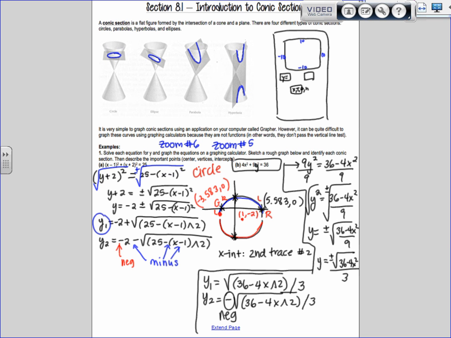I highlighted both equal signs and then pressed graph, and it's just unhighlighting. Between 36 and 4, that's supposed to be a negative sign? No, between 36 and 4 is a minus sign. In front of everything is a negative.